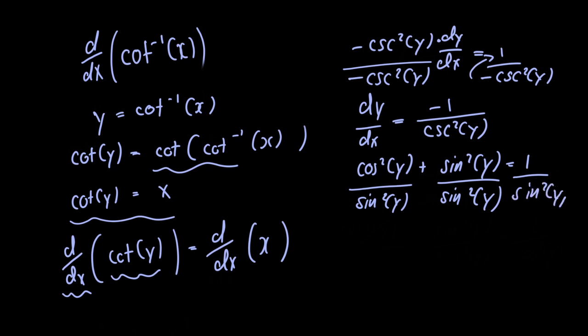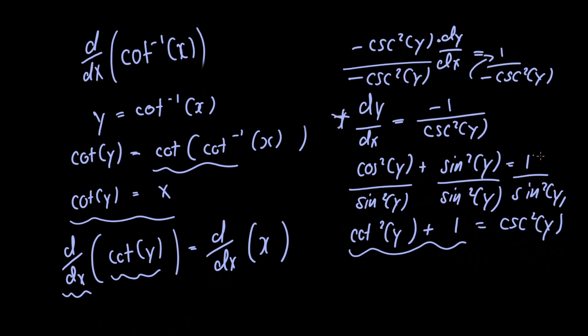So we have cosine squared of y over sine squared of y, that's just cotangent squared of y, plus sine squared of y over sine squared of y, which is just 1, equals 1 over sine squared of y, which is just cosecant squared of y. Let's substitute this into this equation here for cosecant squared of y. So we're going to have dy over dx equals minus 1 over cotangent squared of y plus 1.